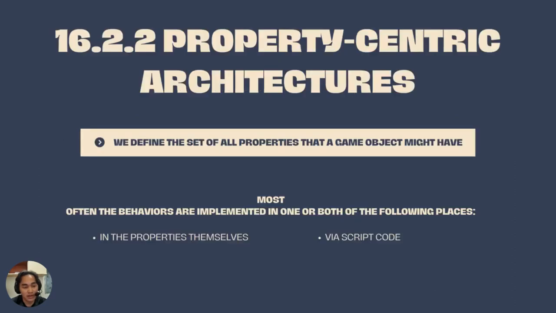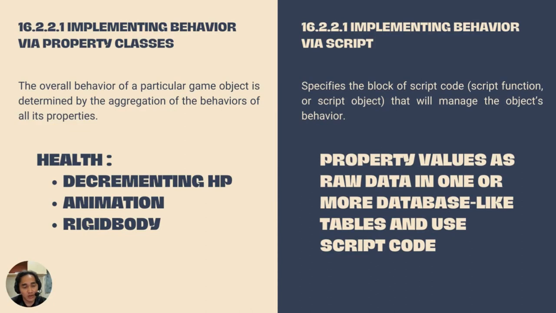It is defined as the set of all properties that a game object might have, and in most cases it is implemented in property classes themselves or via script code. So first, I'll be explaining about implementing it in property classes. It is determined by the aggregation of the behavior of all of its properties.